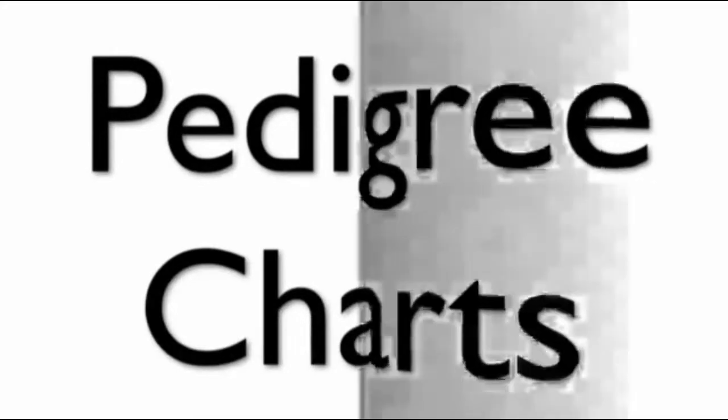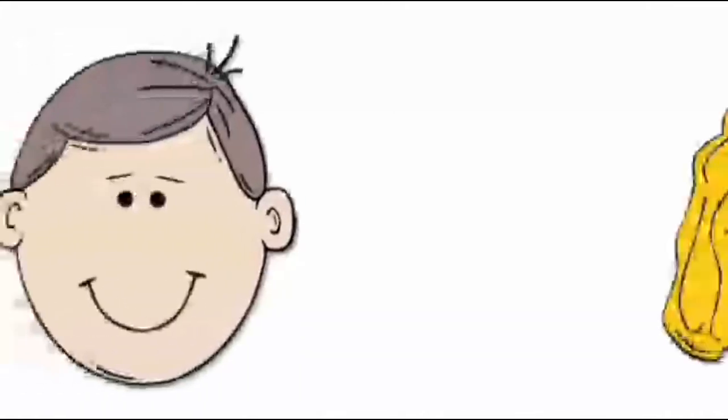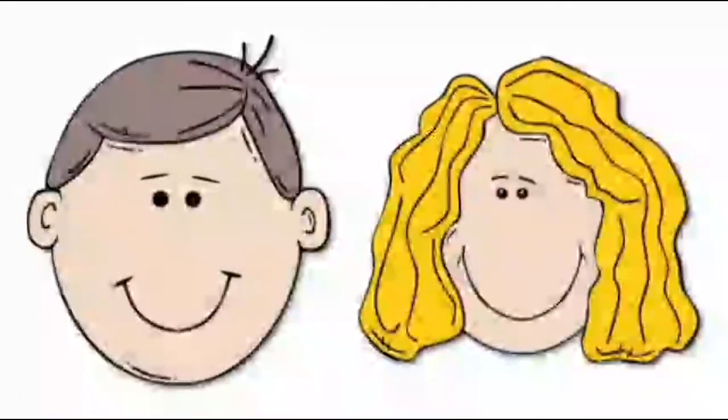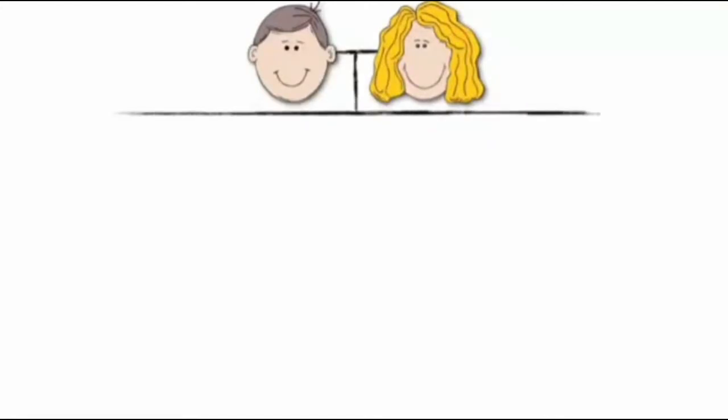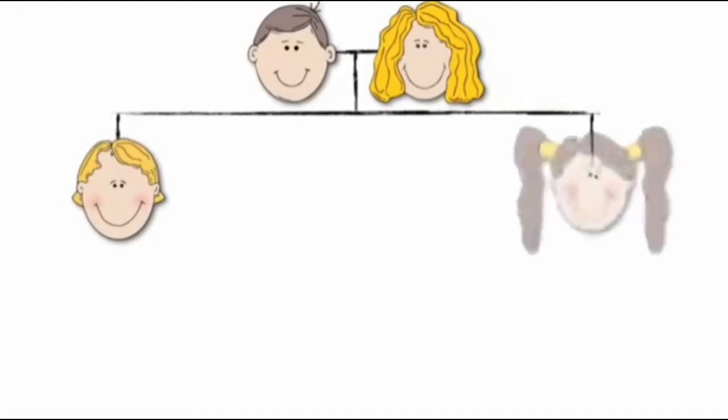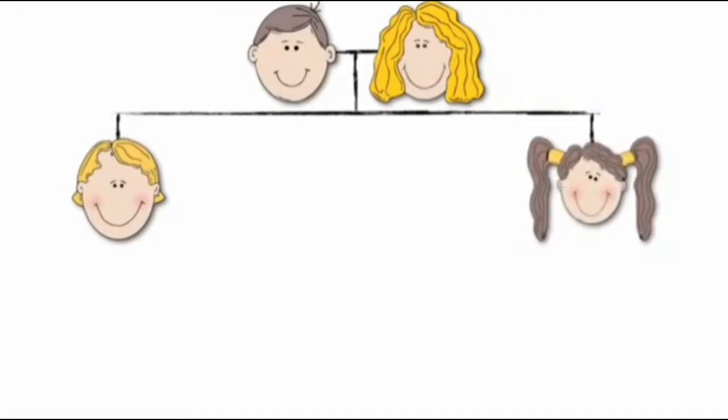Pedigree charts, helping scientists trace the passing on of traits. Our story begins with a couple. We've got a brown-haired male and a blonde-haired female. These two people met, fell in love, and got married. Once married, our couple decided to reproduce. In their family, they had 2 children. Their firstborn was a blonde-haired son, and their secondborn was a brown-haired female.